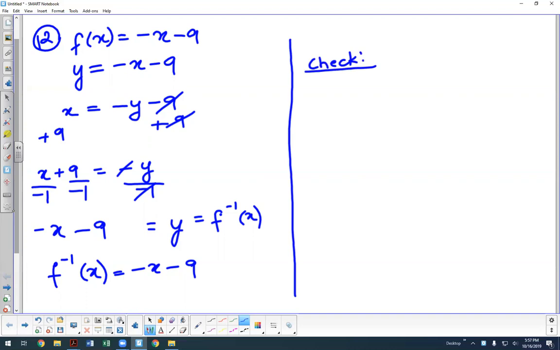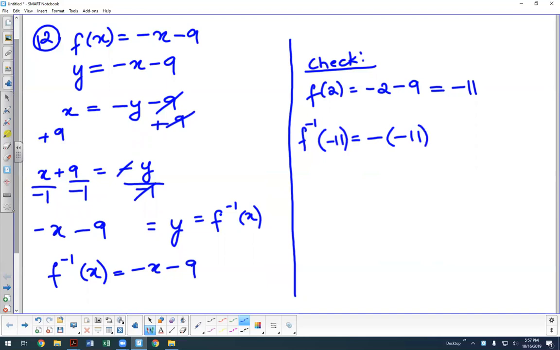So let's start with the original function and give me a number for x. 2? Sure. So starting with the original function, we'll put 2 in for the x, which means I have negative 2 minus 9, which will be what? Negative 11, right? Now we're going to take this answer and put it inside of the inverse function. So that's f inverse, and I'm going to replace my x with negative 11. So that's negative x. Since x is also a negative number, I'm going to put it in parentheses. And then, of course, I've got my minus 9.